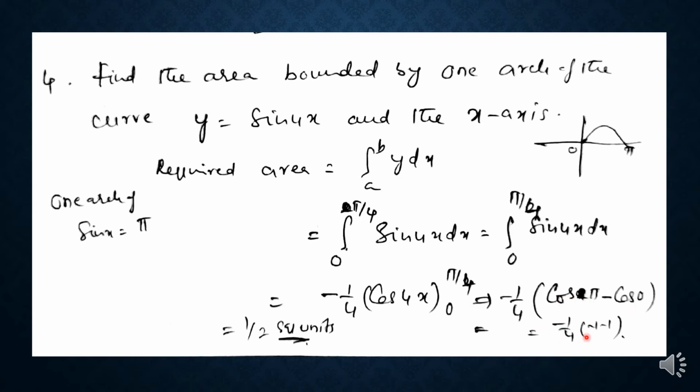We know that cos n pi is equal to minus 1 whole to the power of n. Here n is equal to 1, so we'll get cos pi is equal to minus 1, minus the value of cos 0, which is 1. Minus 1 by 4 into minus 2, that becomes 2 by 4, that is 1 by 2 square units.